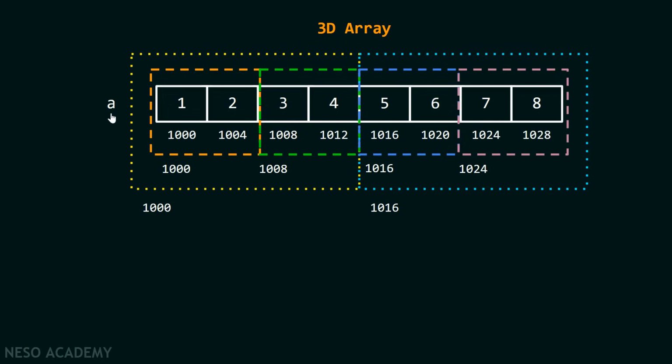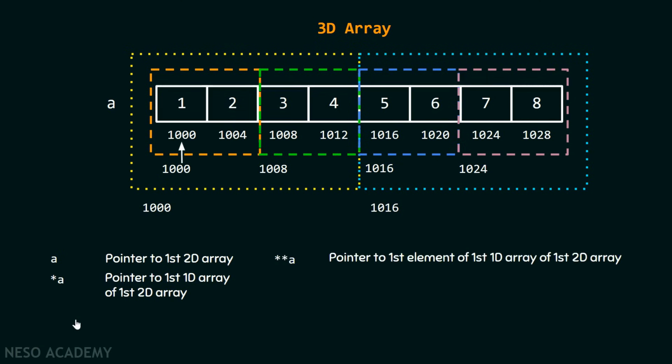I know that A is the pointer to the first 2-dimensional array. Therefore, I can write A as it is. A gives me the pointer to the first 2-dimensional array. If I write a star in front of it, I can go inside and it will give me the pointer to the first 1-dimensional array of this first 2-dimensional array. And if I put another star, then it gives me the pointer to the first element of the first 1-dimensional array of the first 2-dimensional array, right? As you can see, it is indicated by this pointer. From this point, we reach this point, and from this point, finally we reach this point.